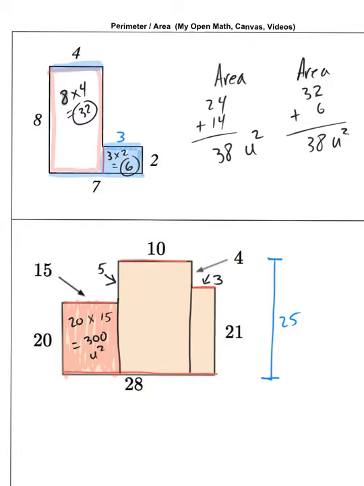units squared. The middle rectangle, we'll highlight that in blue right here. All right, we know that this is all the way across is 25 by 10.